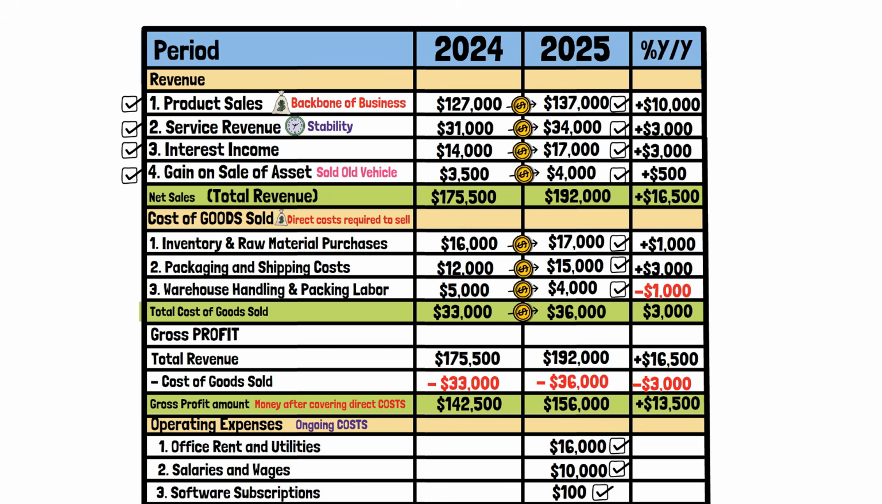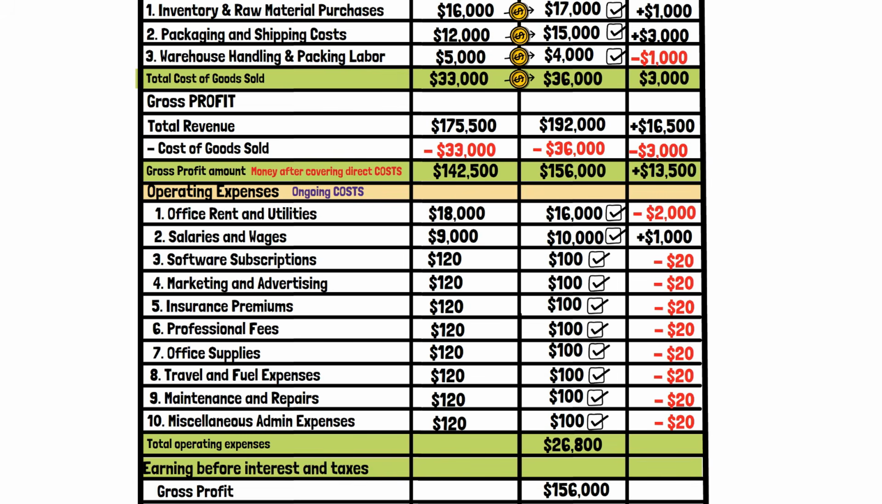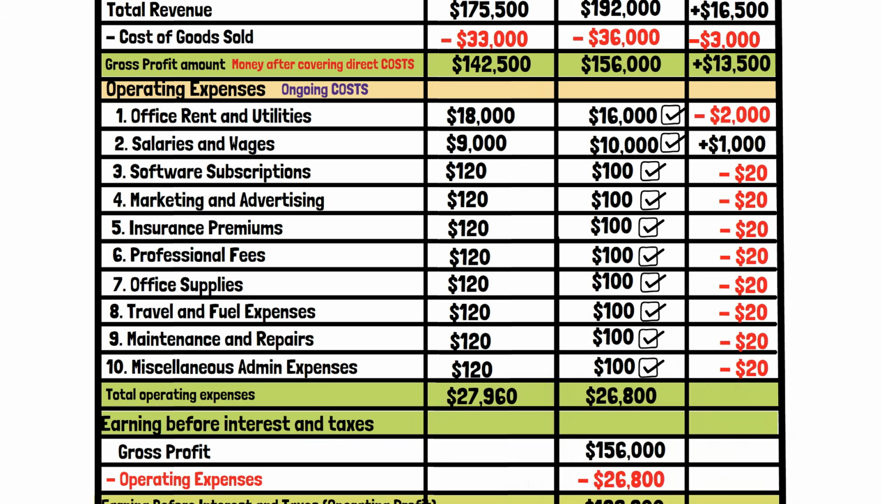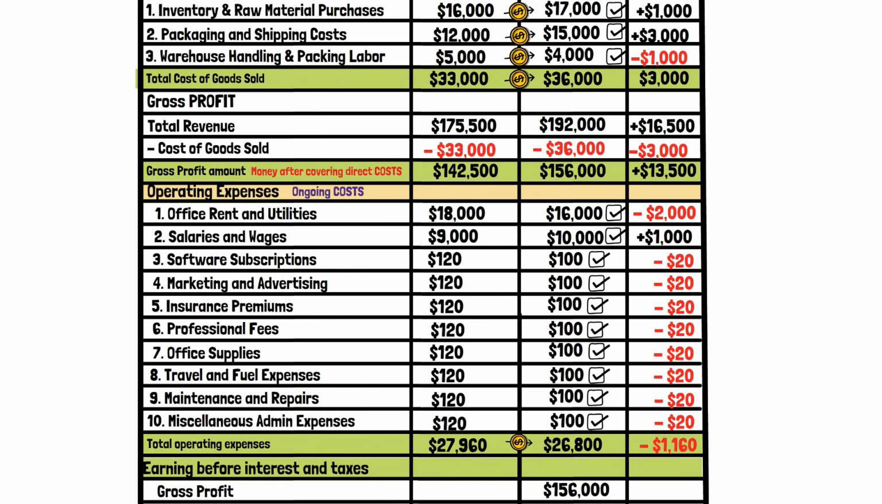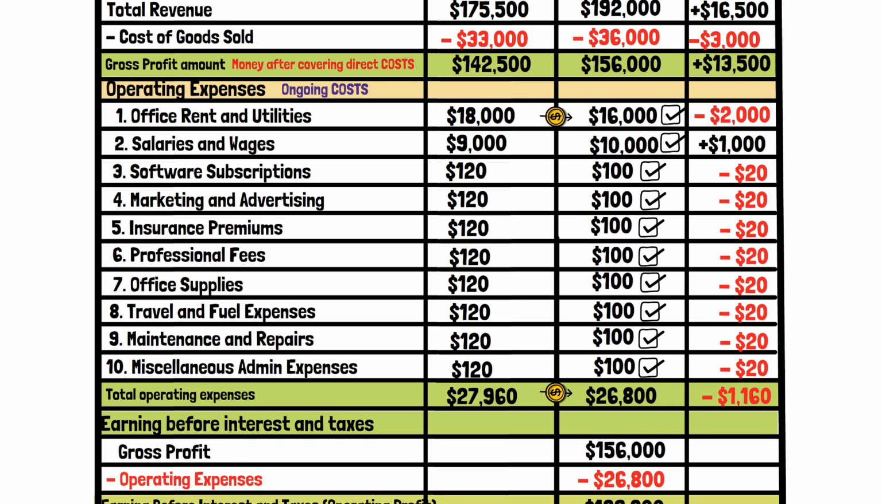Operating expenses show a very important trend. In 2024, total operating expenses were $27,960, while in 2025 they dropped to $26,800. Office rent and utilities reduced from $18,000 to $16,000, showing better space management or renegotiated rent.